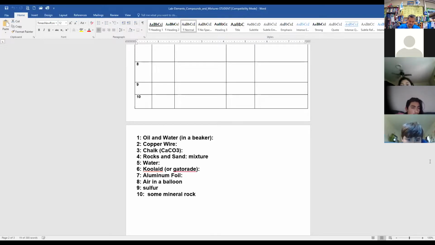4 you got rocks and sand. All right. 5 is water. 6 is Gatorade. 7 is aluminum foil. 8 is air in a balloon. 9 is sulfur, and 10 is some minerals. Okay, so now I have all this, wrote it down, but you should be able to see it still.